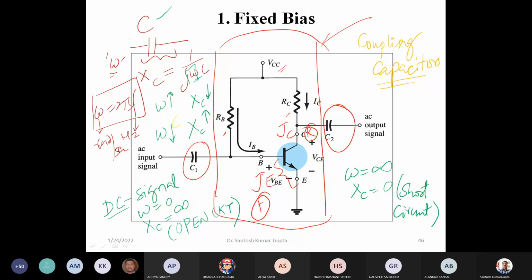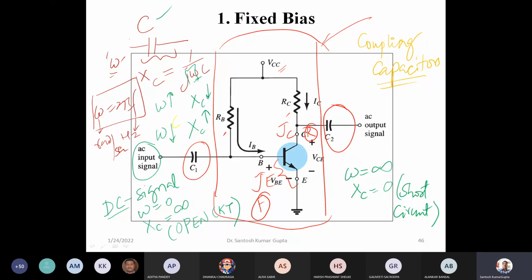Okay, so open circuit and short circuit. So actually when we apply the AC signals, varying signals, then there is not much problem in passing through these capacitors, because they act like a short circuit. And because of this reason, this is called a coupling capacitor.